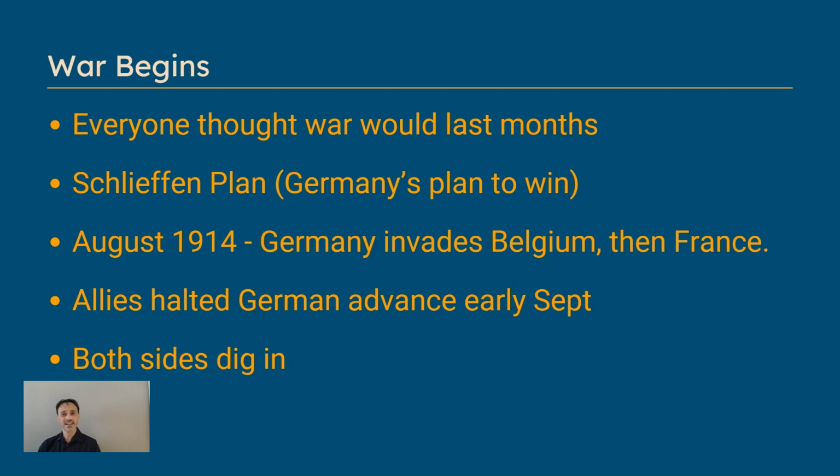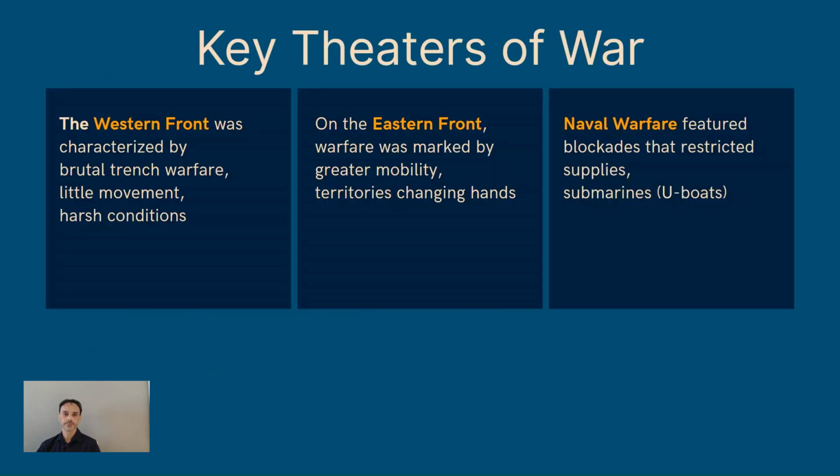They have an early success in Belgium. They kind of roll through Belgium on their way into France, but France quickly digs in and halts the German advance. Both sides will dig trenches, which we'll talk about in just a moment, and that means that the war on the Western Front is going to pretty much stay exactly the same for the 4 years of the war. Germany will then turn its attention to its eastern flank.